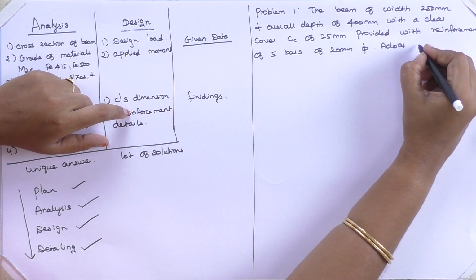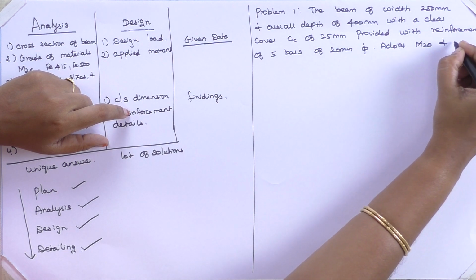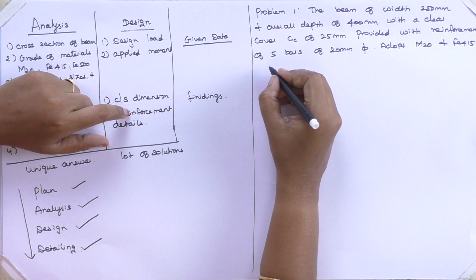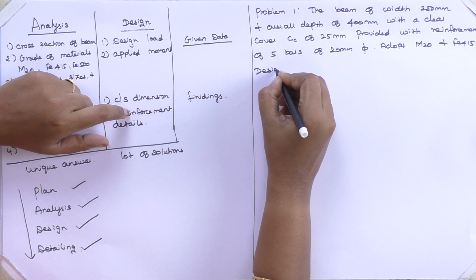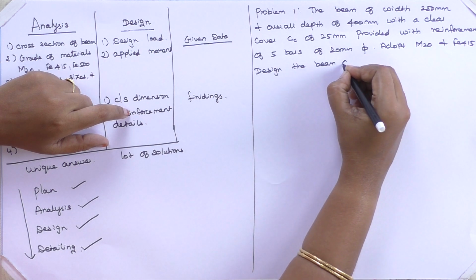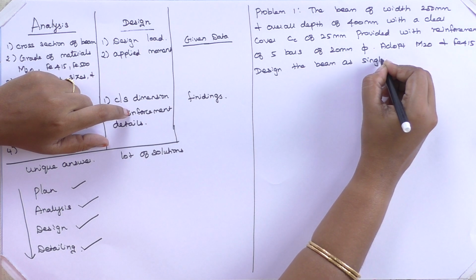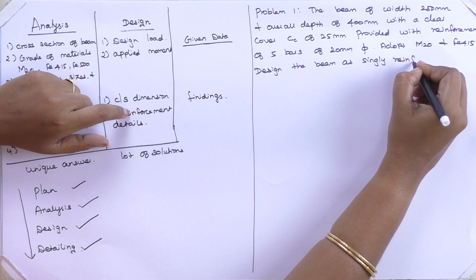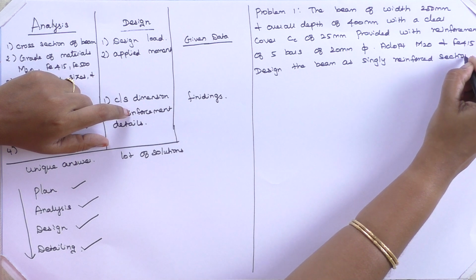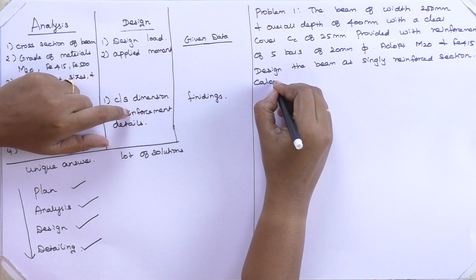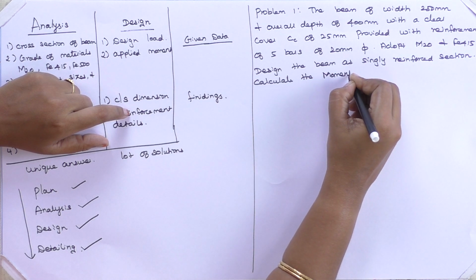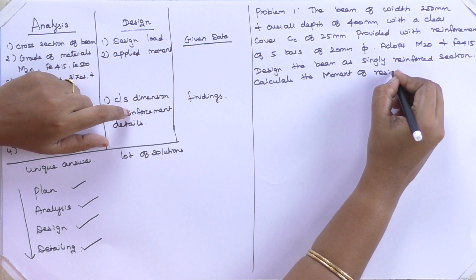Adopt M20 and Fe415. Design the beam as singly reinforced section. Calculate the moment of resistance.